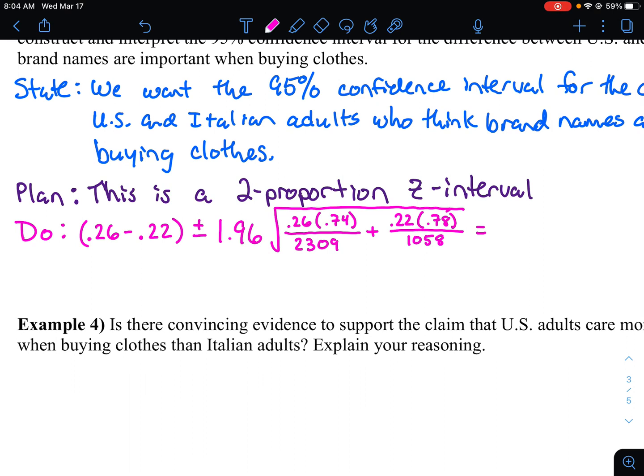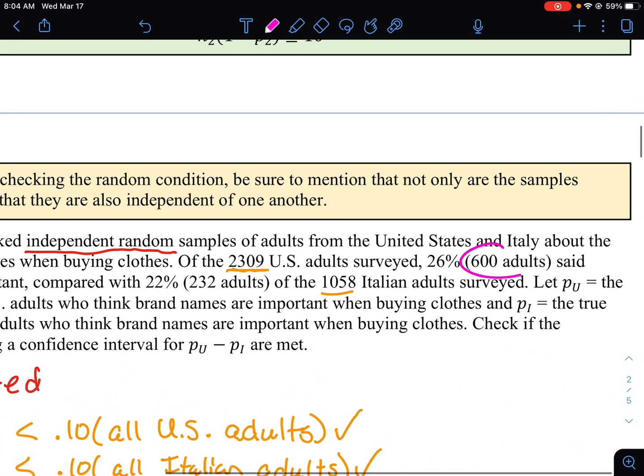So again, go to stat, slide over to tests, 2 proportion Z interval. X1 is the number of successes in the first population, which we said was going to be 600. So X1 is 600. N1 is the sample size of population 1, which was 2309. X2 is the number of successes in population 2, which was 232. N2 is the sample size of population 2, 1058. And C level is our confidence level, which was 95%.